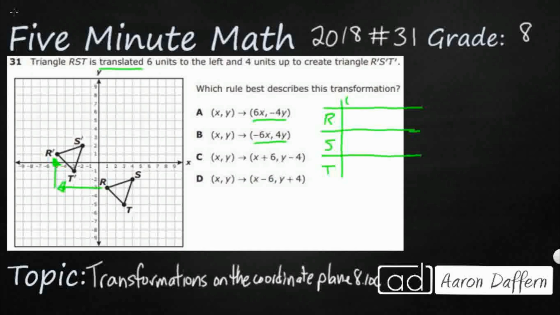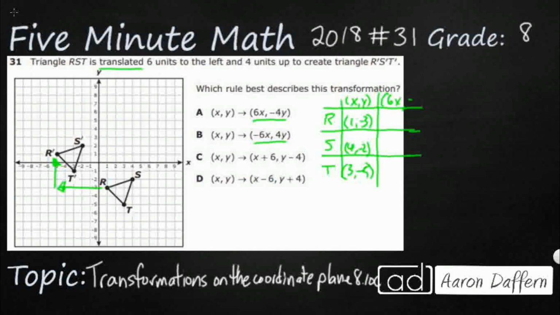So let's just get our x and y. R is (1, -3). S is (4, -2). And then T is going to be (3, -5). All right, we already know where it slid. It slid over to the left 6 and up 4. But check this out. Look what happens when we do this.